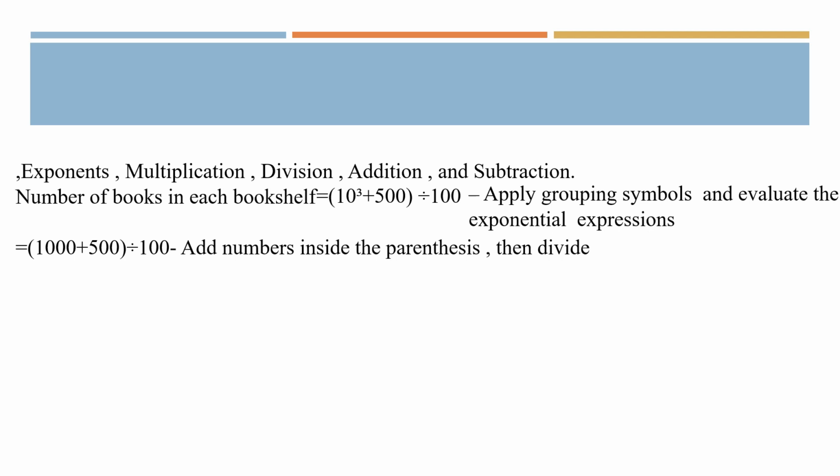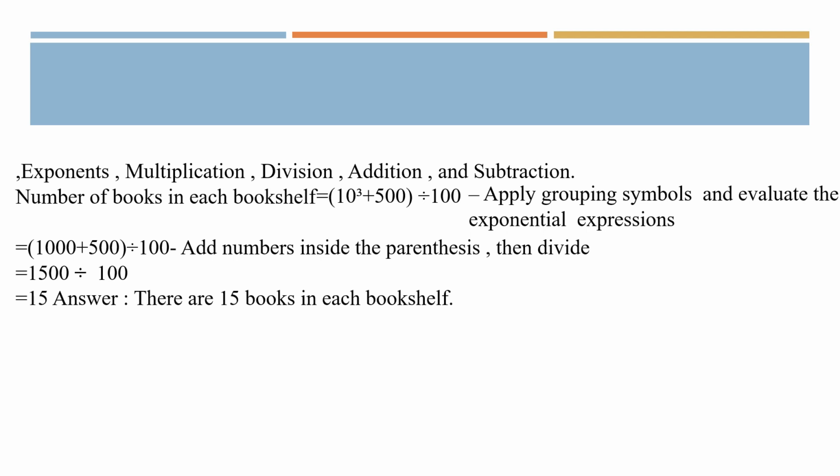Add numbers inside the parentheses, then divide. 1,000 plus 500 equals 1,500, divided by 100. What is the answer, children? Yes, good. The answer is 15. There are 15 books in each bookshelf.